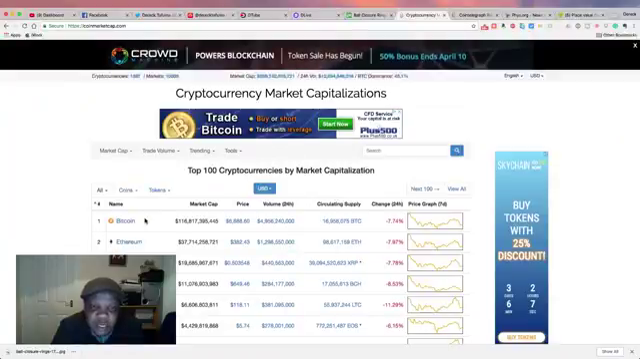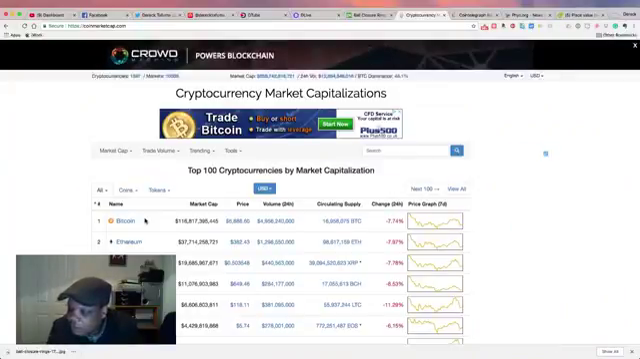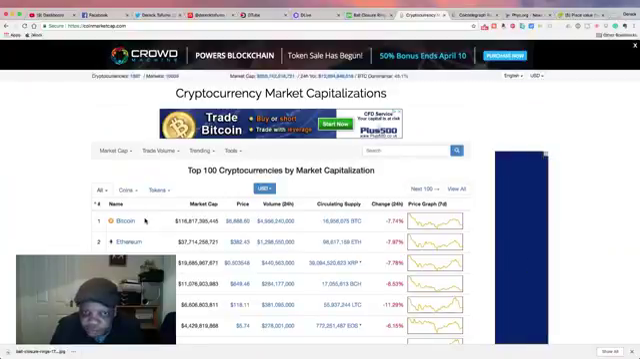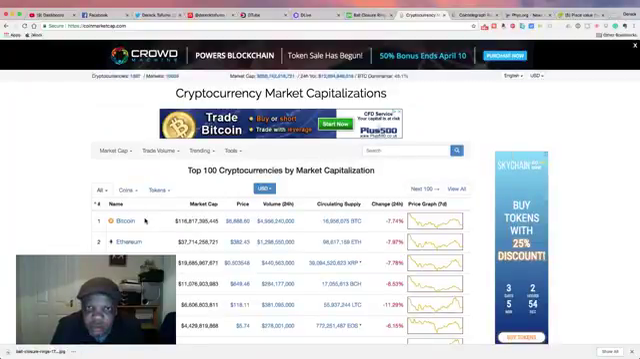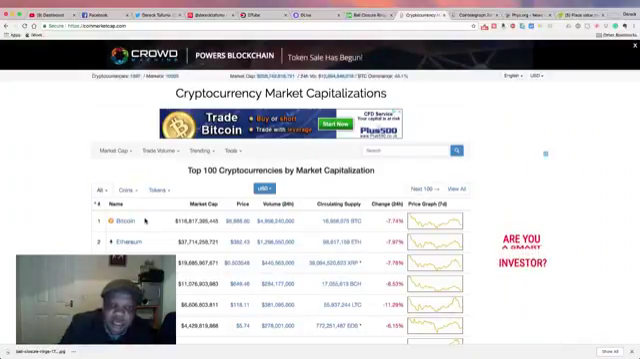So what does that mean? It means that it has actually been able to maybe surpass some of the budgets of some countries even. Okay, so that's the market cap for Bitcoin.